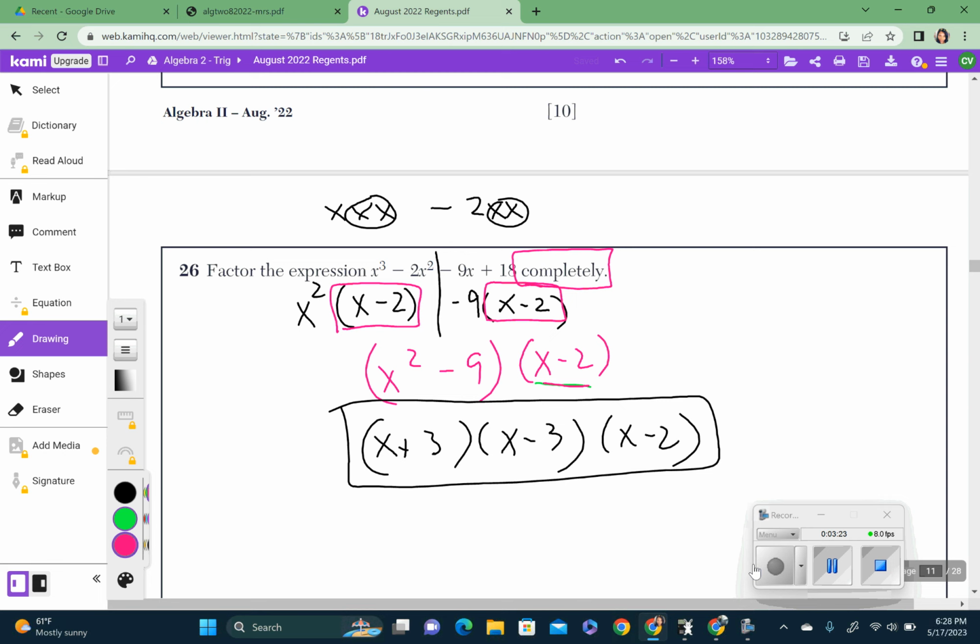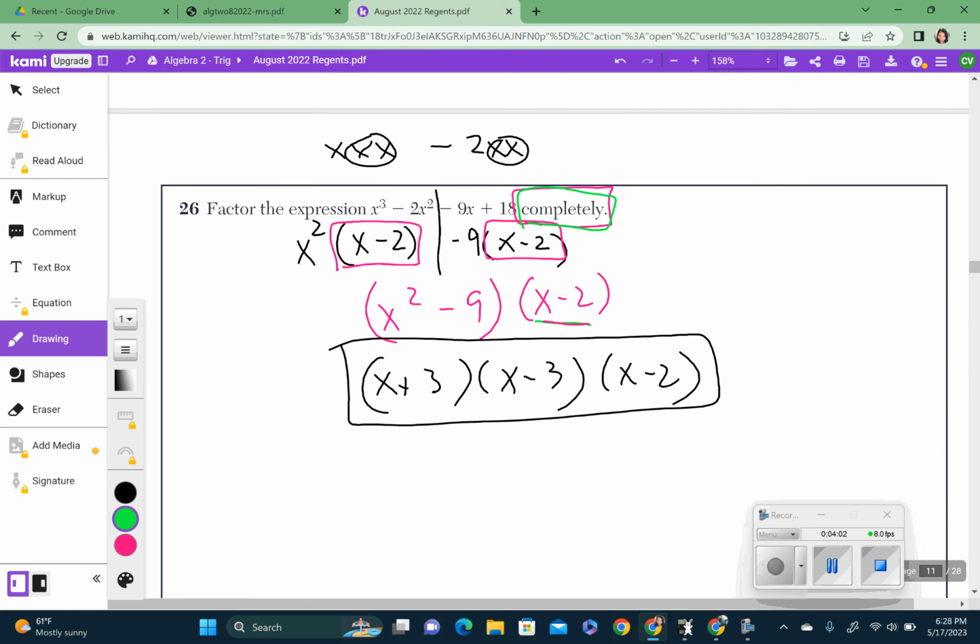Again, I'm going to go back to what my keyword is, which says completely. I see that x squared minus 9 can be factored. That's a difference of perfect squares. To get x squared, I put x, and to get the 9, 3 times 3, with a minus sign, since a positive times a negative is a negative. So this is what is completely factored: x plus 3, parentheses, x minus 3, parentheses, x minus 2. If I had plenty of time, I could FOIL this out and see if I get this back, and I will.